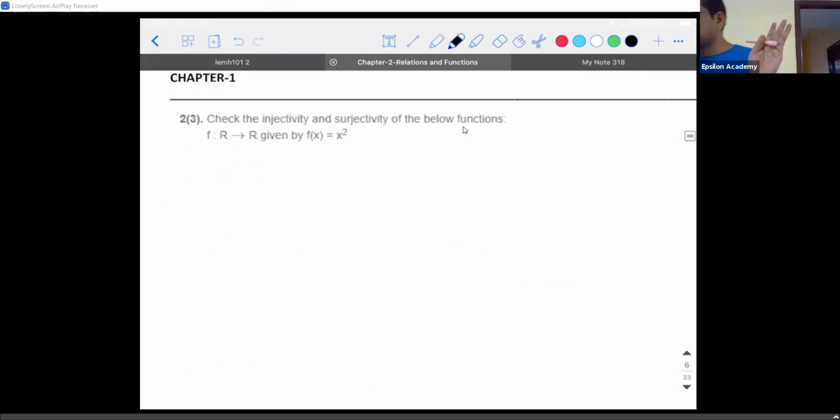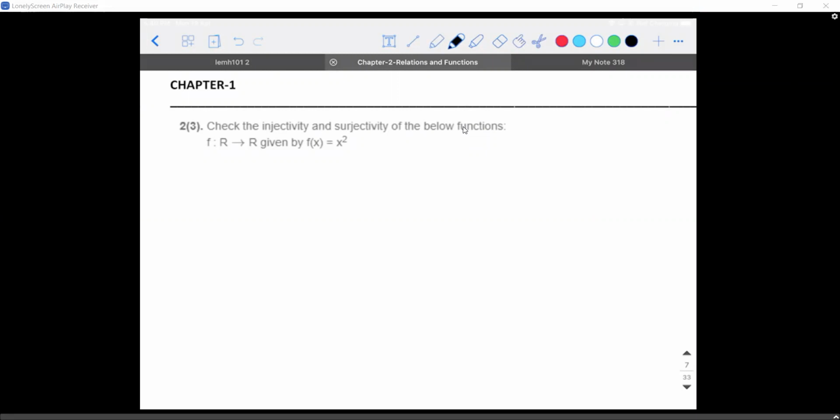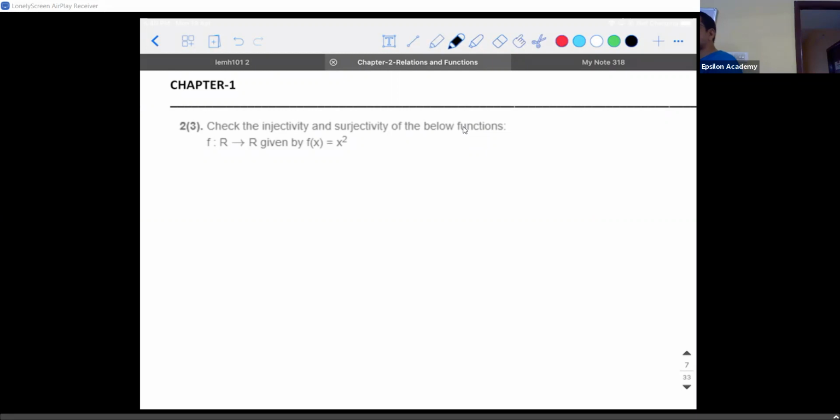Can I go a little fast? This one. Tell me. Is it a one-to-one function? Real number to real number, sir. Varun, clear? Doubt clear? Ashik, you? Doubt.